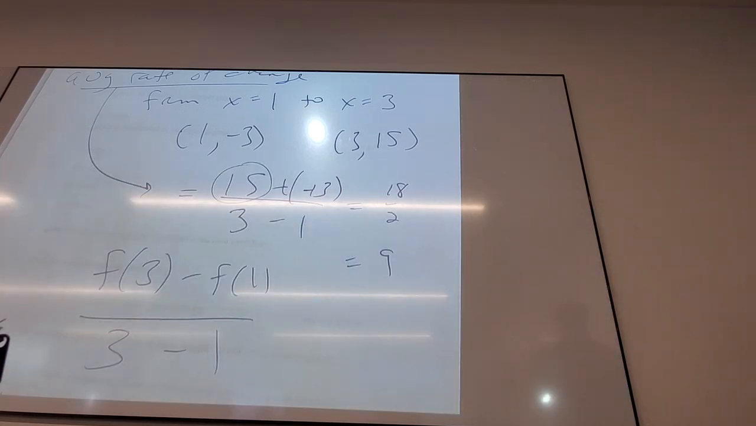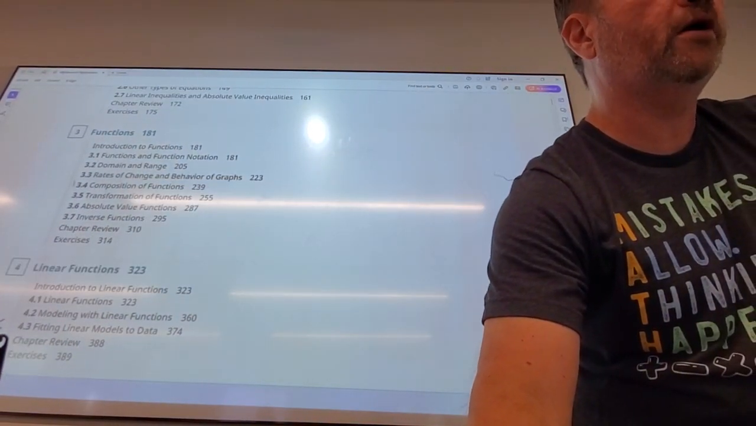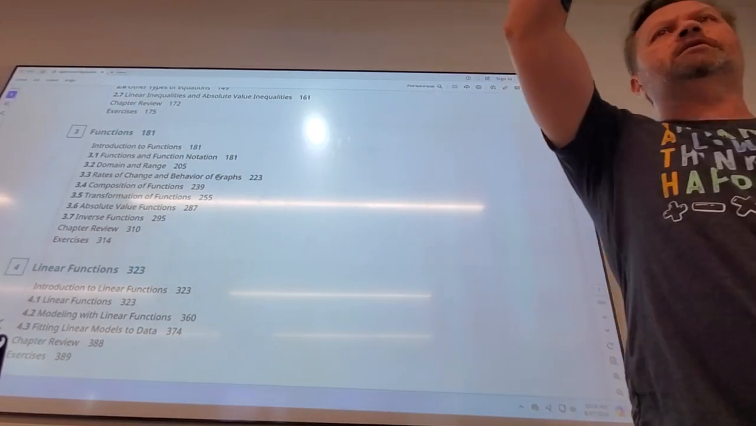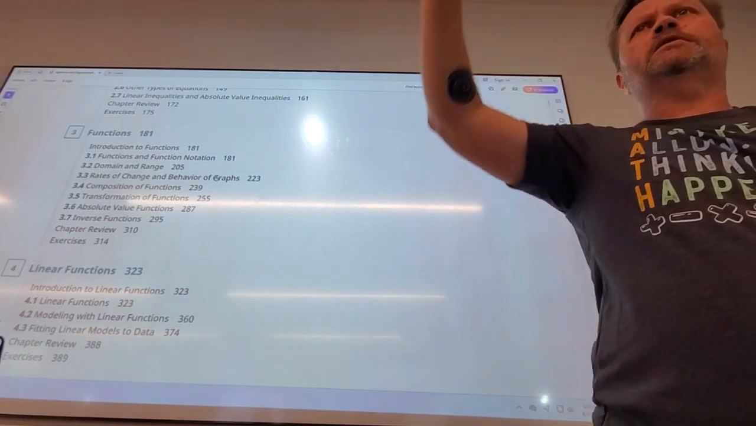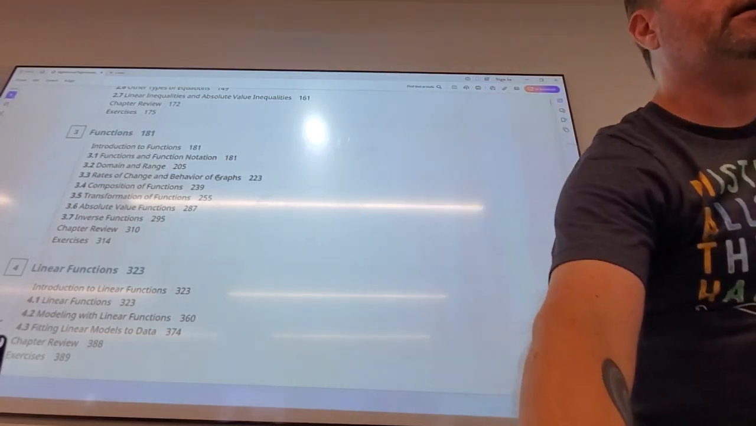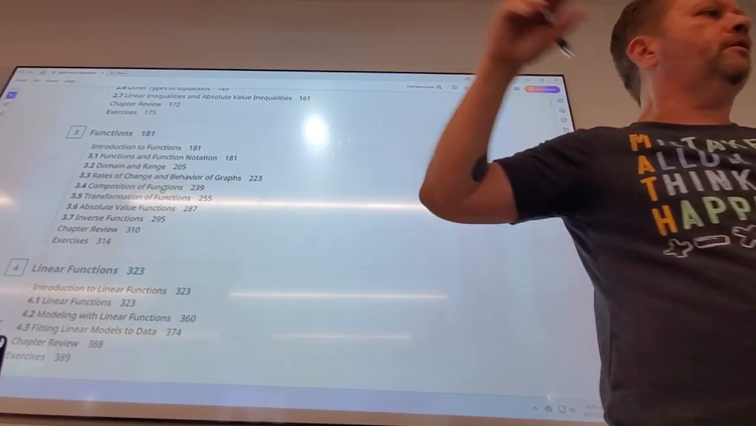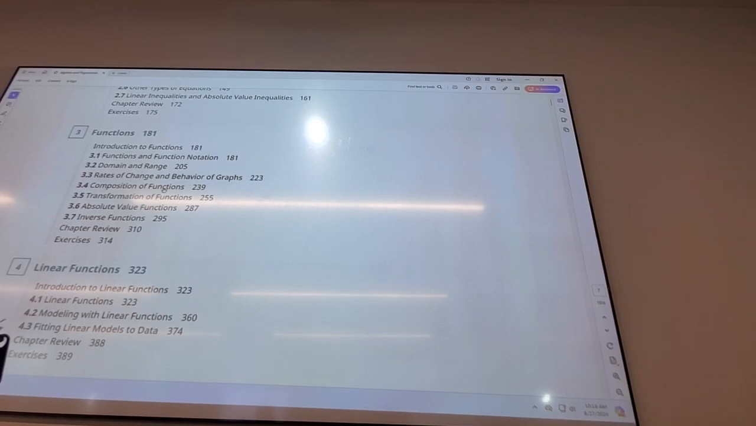Okay, so coming back to the book. Just so you know where we are, we just did section 3.3, rates of change. The behavior is just the increasing, decreasing, which I already talked to you about, right? Where I know about increase, decrease. So the next thing is composition of functions, but the funny thing is I've been sprinkling that throughout. Composition just means one function is composed of another function.